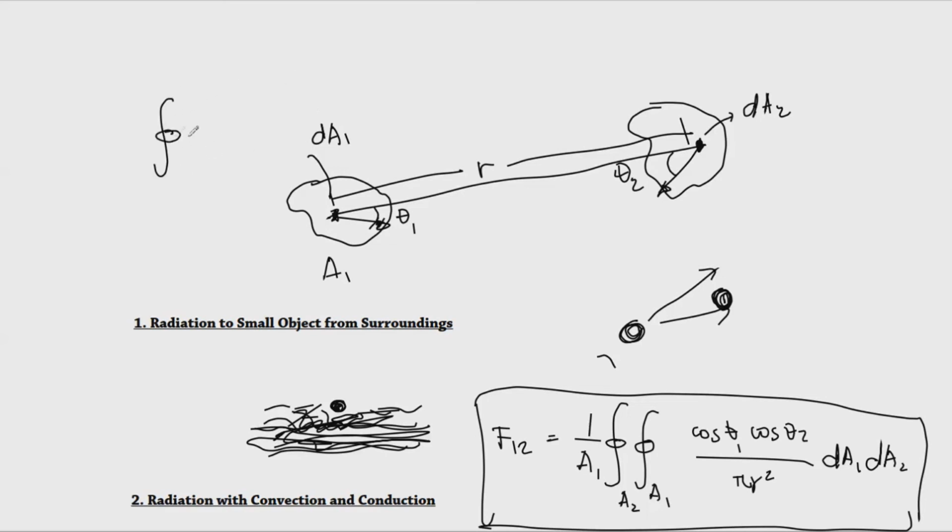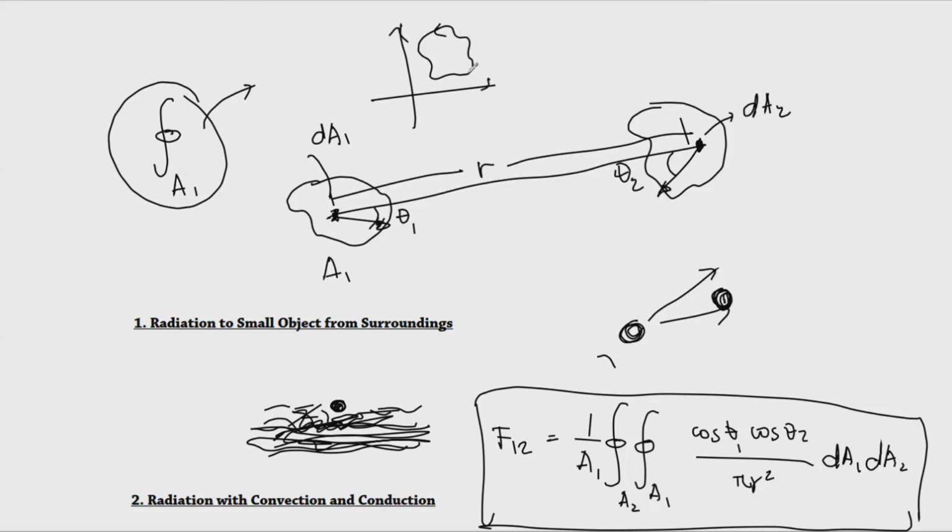When we talk about contour integration, if you're not familiar with this, it is an integral wherein, let's say this is an xy plane, and you have a closed figure like this. If you take the contour integral of this, then you're actually taking the integral around the shape of this closed figure. That's why it is called the contour integral. And when we're dealing with geometries and shapes, that's what we'll be using to find F12.